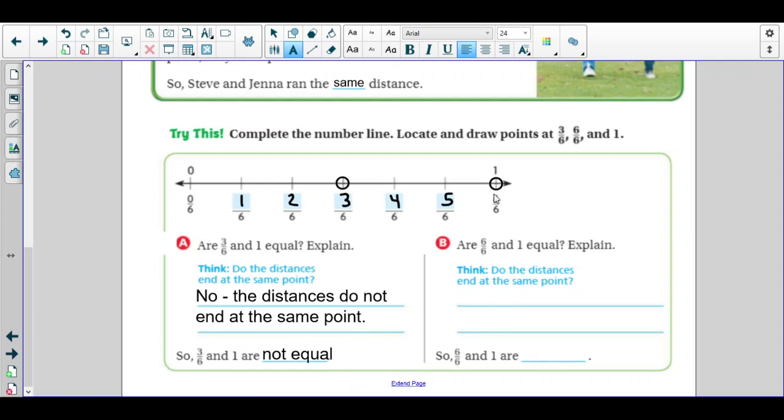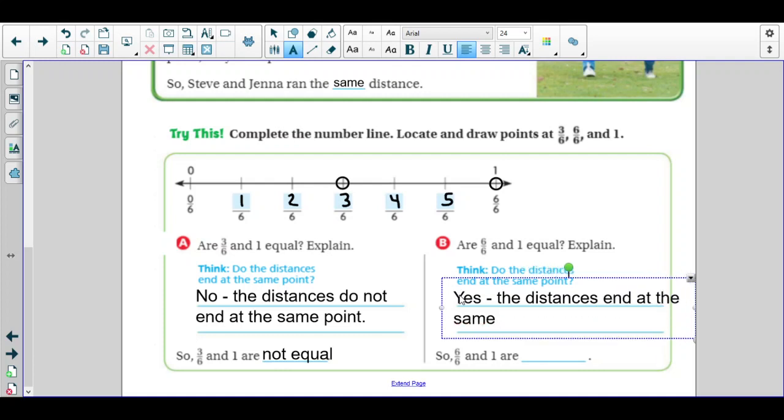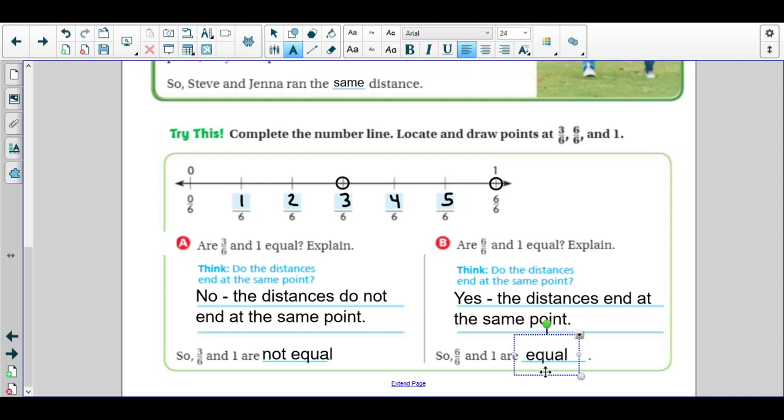Are 6/6, which is right there, and 1 equal? And do they end at the same point? Well, the answer is yes. The distances end at the same point on the number line. So 6/6 and 1 are equal. Hopefully this is making a little bit more sense.